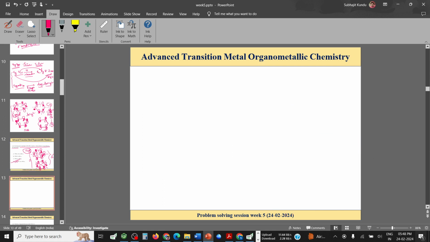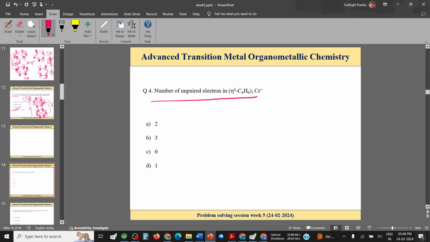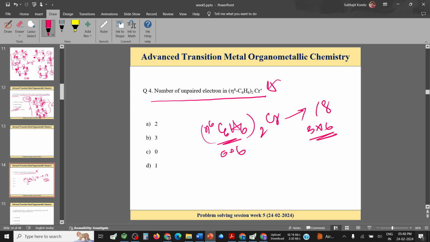Now coming to question number 3, it is the number of unpaired electron in eta 6 C6H6 whole twice Cr plus. This positive charge is important. Sometimes you can miss this charge and your answer will be wrong. As I know, eta 6 C6H6 whole twice Cr is an 18 electron complex, because 3 into 2, each arene contributes 6, plus 6, and the chromium is also 6. Now if we remove one electron, it will be removed from the chromium. So it will be 17 valence electron. But to answer this question, we need to go to the molecular orbital diagram of this.